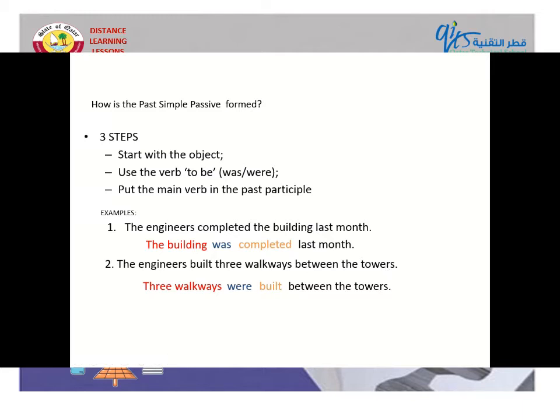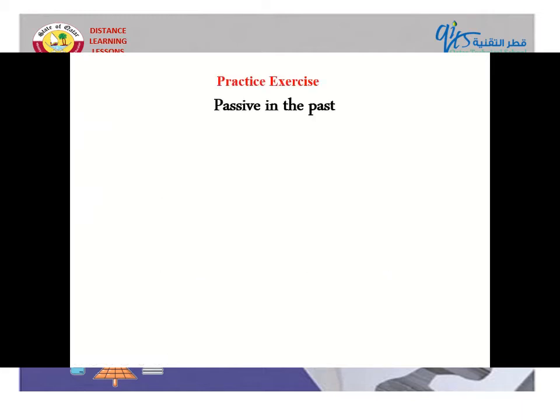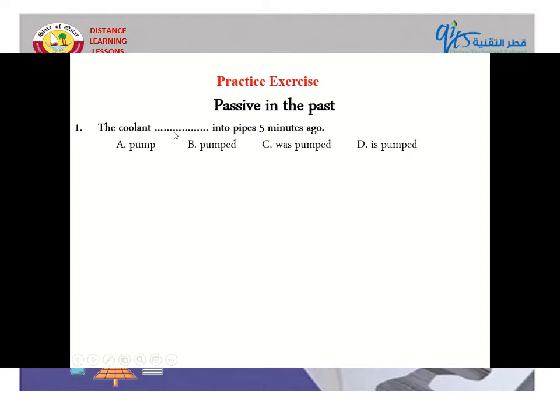So now let's answer some questions. Passive in the past. Number 1, the coolant blank into pipes 5 minutes ago. So now, since it's passive in the past, we need was or were and then the past participle. So the coolant here is singular, so we need was plus past participle. So A, wrong, B, wrong, C, was pumped, it's a past participle. D is not the answer because what we need is was.